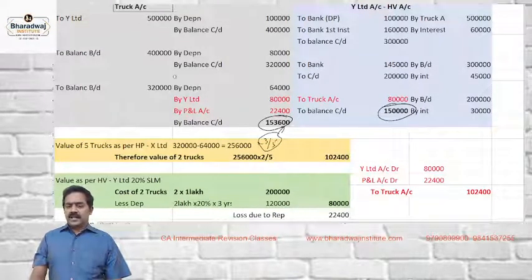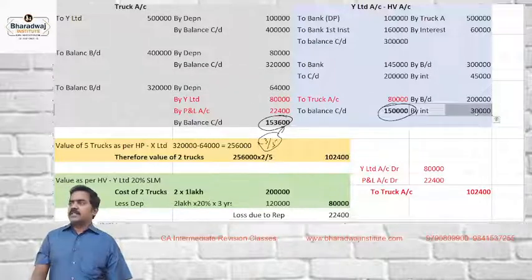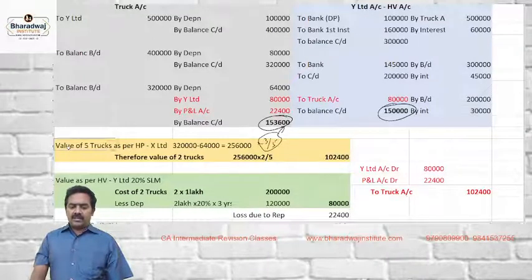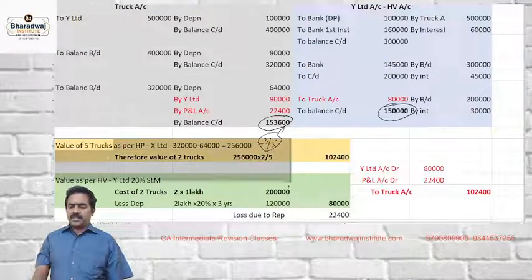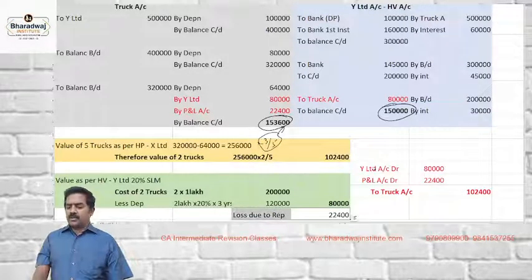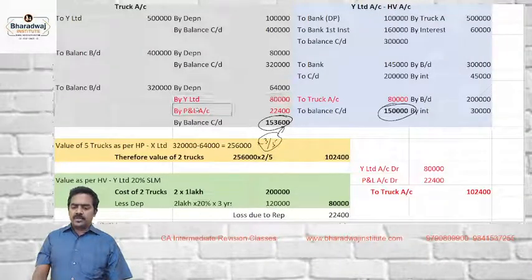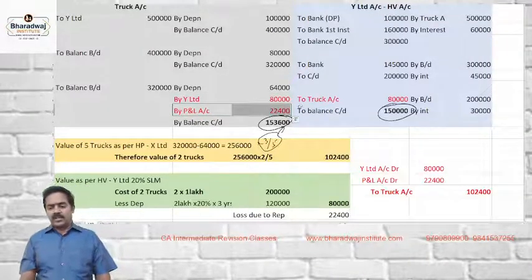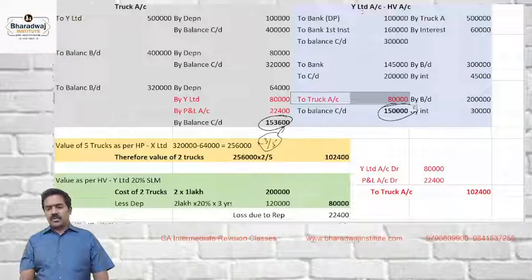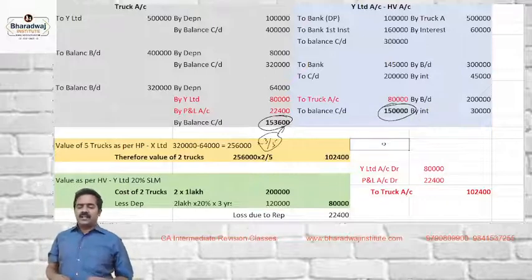So once again, let us check the notes. We can claim depreciation and interest on accrual basis till the date of what? Repossession. Second, the asset will be valued as per hire purchaser and what? Hire vendor terms. The loss due to repossession will be transferred to which account? P&L account. Y Limited takes over for 80,000. Loss 22,400 is transferred to P&L account. So Y Limited account to truck account 80,000. The balance carried on is how much? 1,50,000. That will be settled in next year.